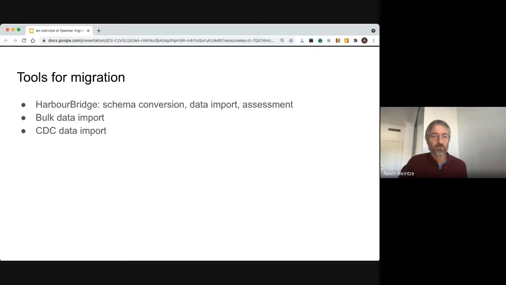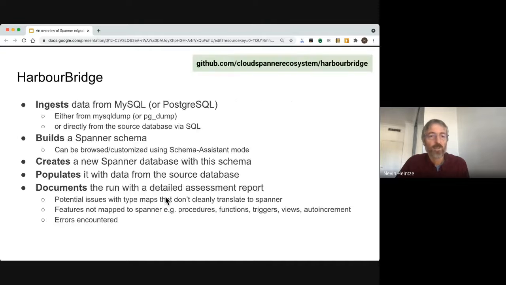I mentioned several tools for assisting with migration, and I'm going to conclude with a little more detail of these tools and their capabilities. I've mentioned Harbour Bridge several times. So Harbour Bridge is an open source tool. It's used for various stages of migration. It can be used for assessment, can be used for schema migration, for data migration.